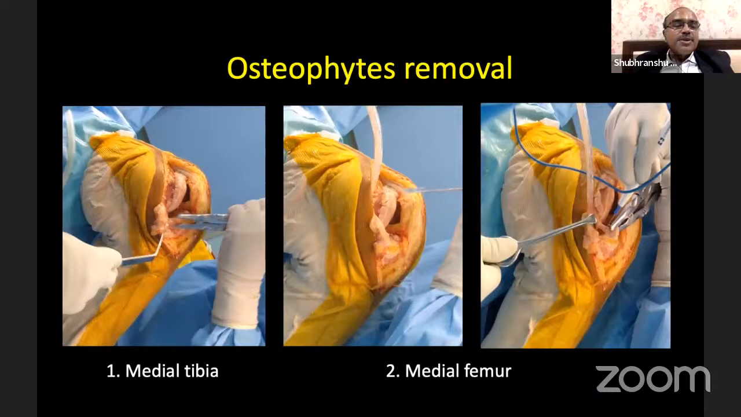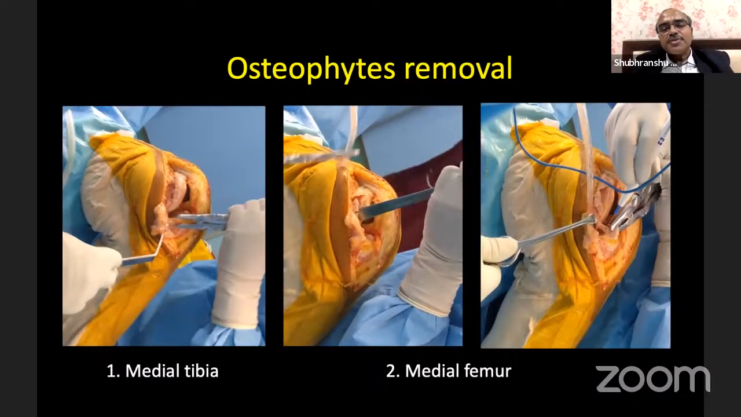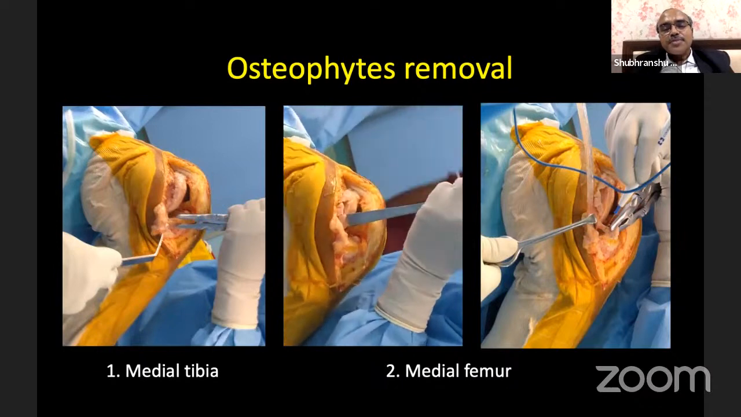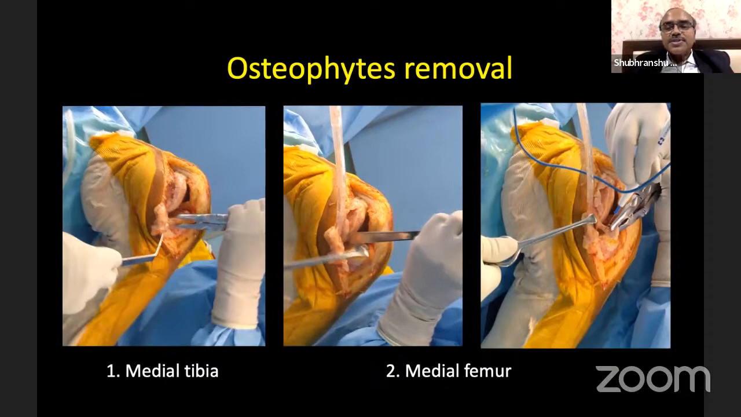First, I take out the tibial osteophytes. Next, I take out the femoral osteophytes, because anyway, you are going to take it out. So take it out in the earlier part of the surgery so that you have to do less soft tissue release, leading to less instability.